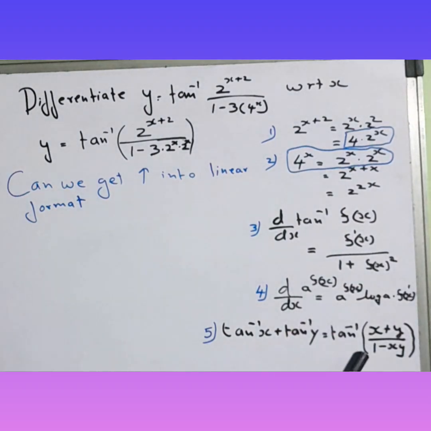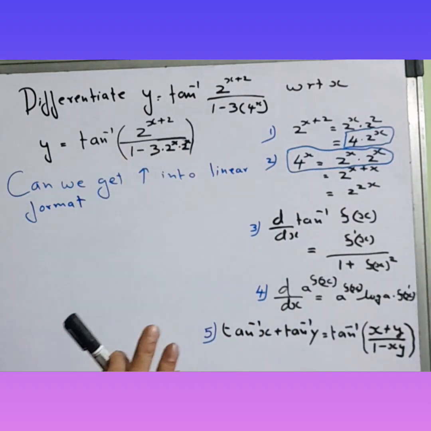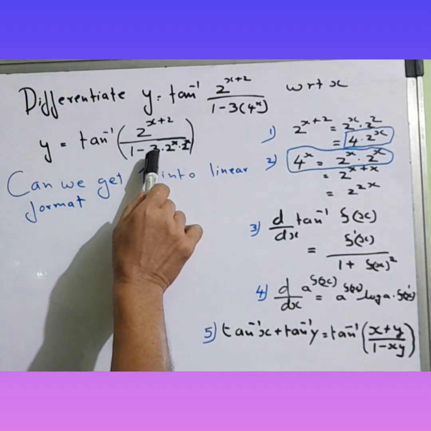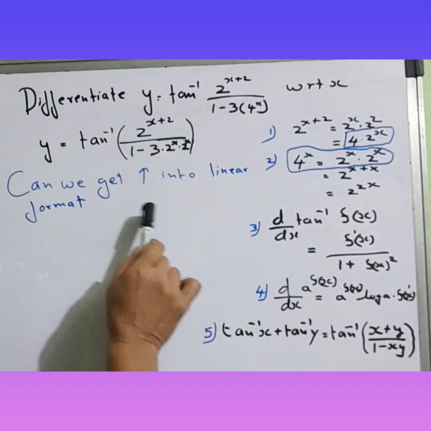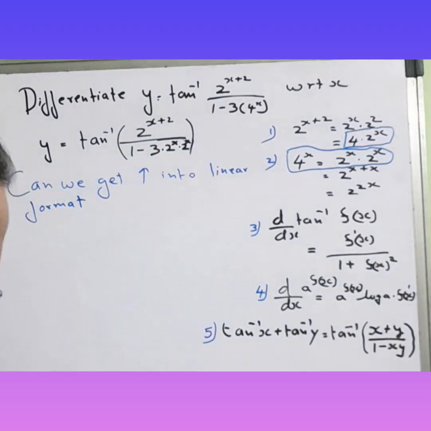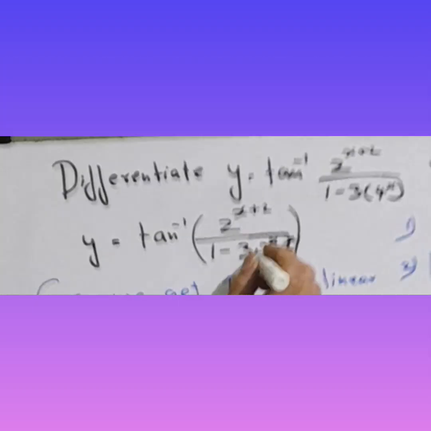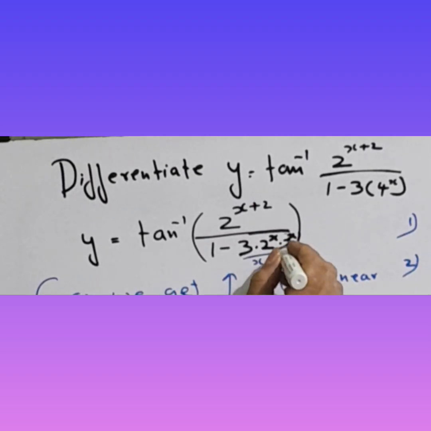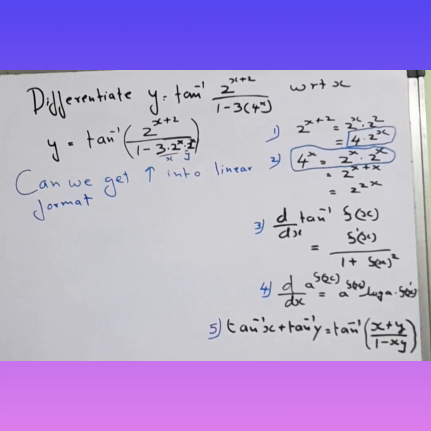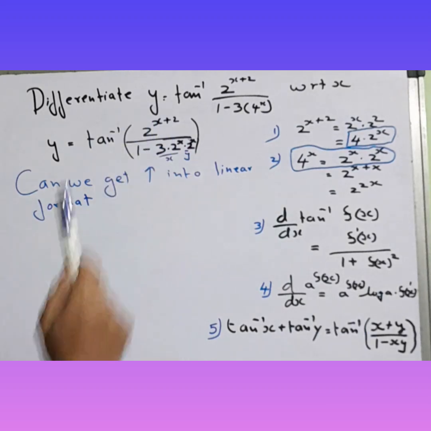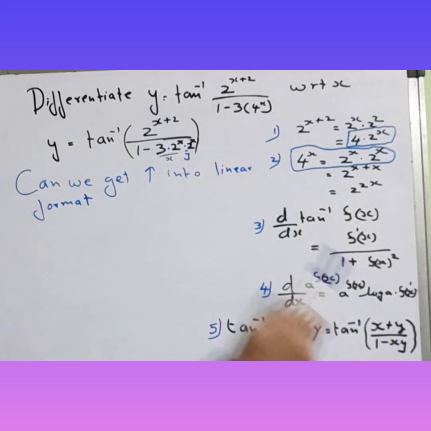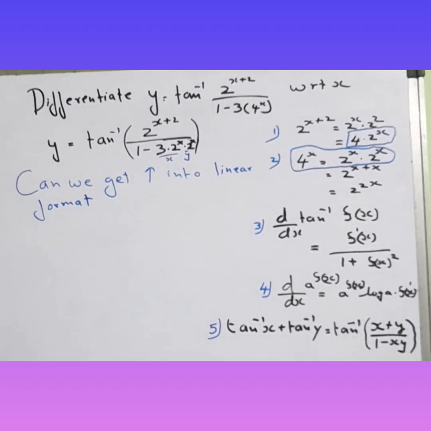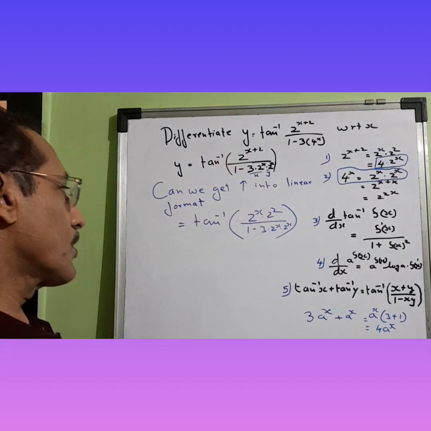Now here, let us try to find out x and y. Here we have 3 into 2 raised to x and 2 raised to x. If we take this as say x and this as y, then is it possible by any means that I can convert this into x plus y? Let's think over it, this into linear format.